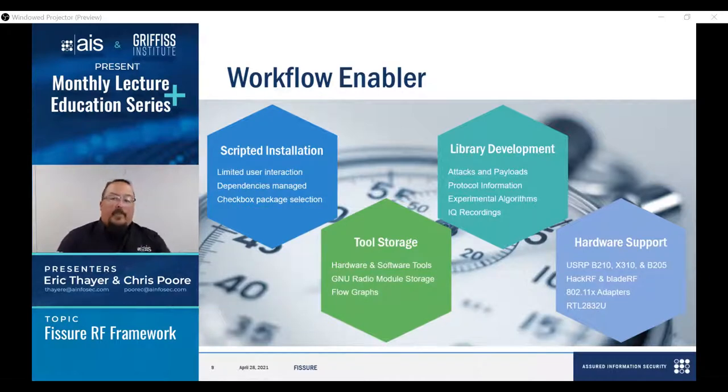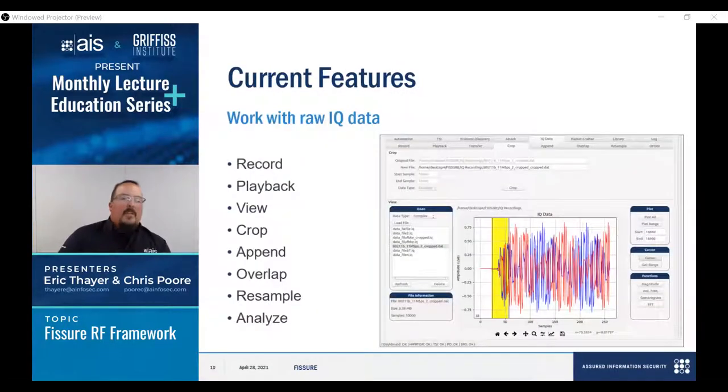He's built it in a way that we can use the HackRFs and the BladeRFs and even incorporate our own random 802.11 adapters that we've got out there for some of those attacks. So currently, Fissure gives us the ability to work with the raw IQ data, right? You can power Fissure up, you can do a basic capture, and you can start to record, playback, view and manipulate the signal data, the data that's out there traveling through the air. You can pick that up, you can analyze it, and you can work with that raw signal.